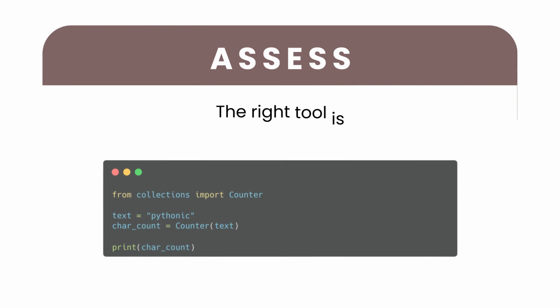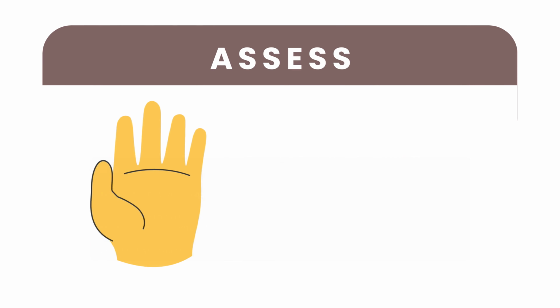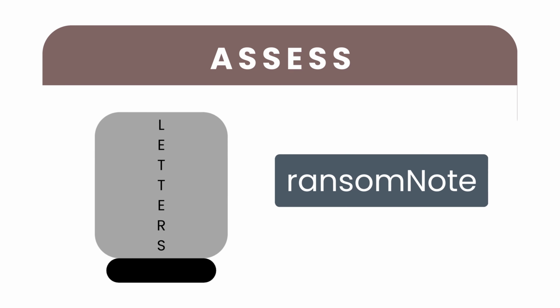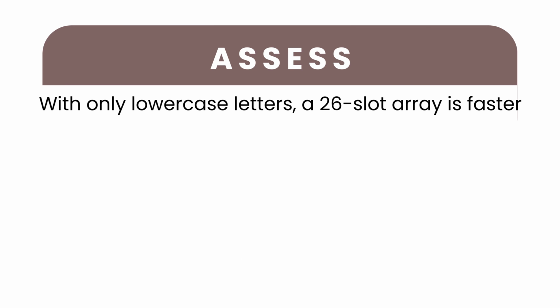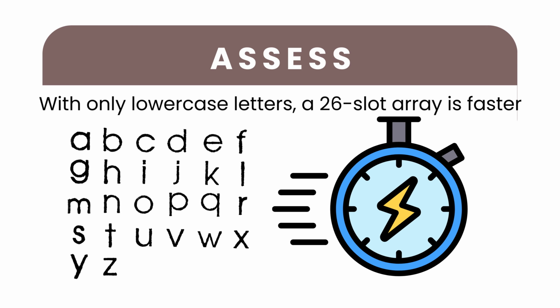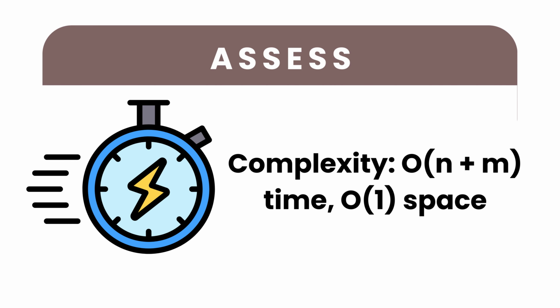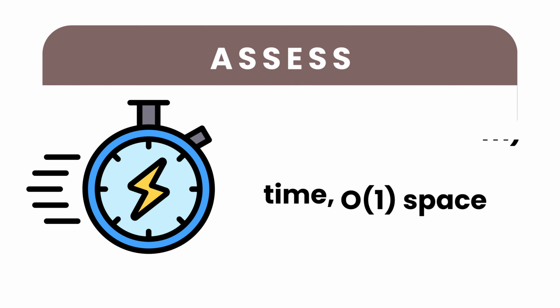Assess. The right tool is frequency counts. Count letters in magazine, then scan ransom note and check we never request more than we have. With only lowercase letters, a 26-slot array is faster than a dict. Complexity, O(n plus m) time, O(1) space.